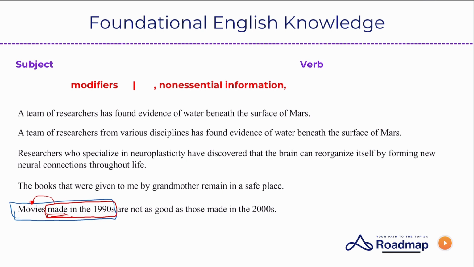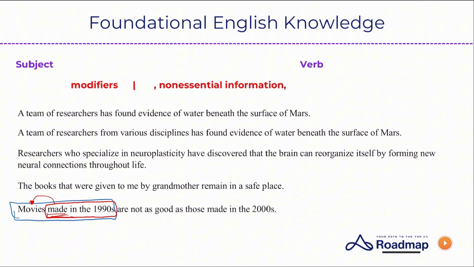So you're really answering the question, which movies are you talking about? Are you talking about the movies produced by Tom Cruise? No, I'm not talking about those movies. Are you talking about movies made in the 1950s? No, not those movies. I'm talking about the movies made in the 1990s, right? So that's going to be that modifier that kind of specifies which movies you're talking about.